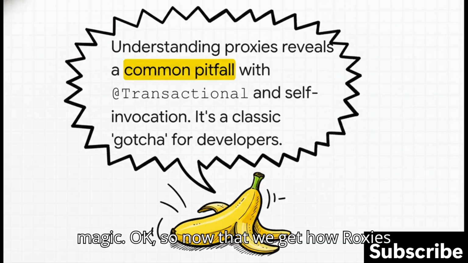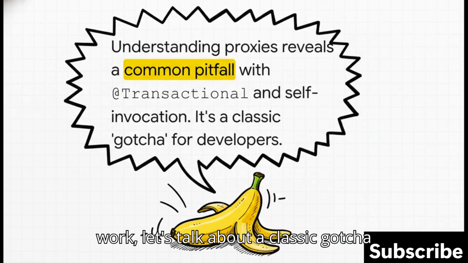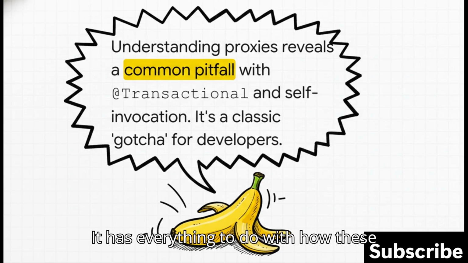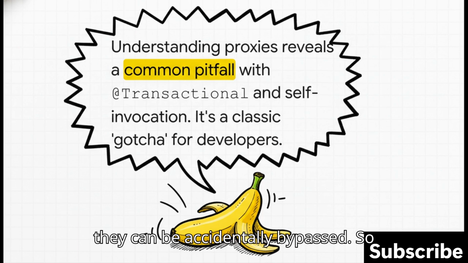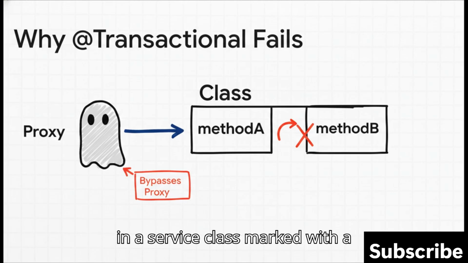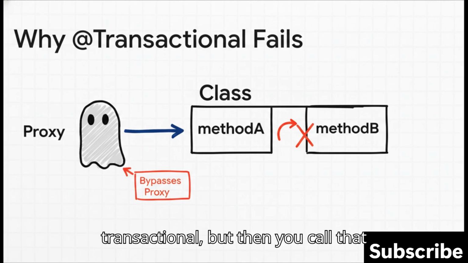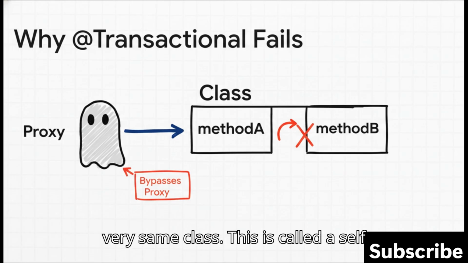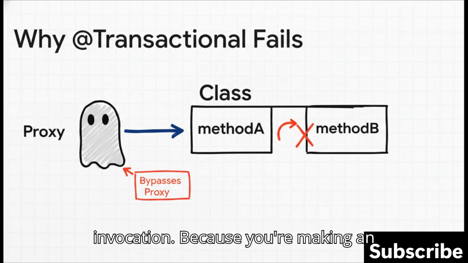Okay, so now that we get how proxies work, let's talk about a classic gotcha that trips up even seasoned developers. It has everything to do with how these proxies work, or more importantly, how they can be accidentally bypassed. So here's the scenario. You've got a method in a service class marked with @Transactional, but then you call that method from another method inside the very same class. This is called a self-invocation.